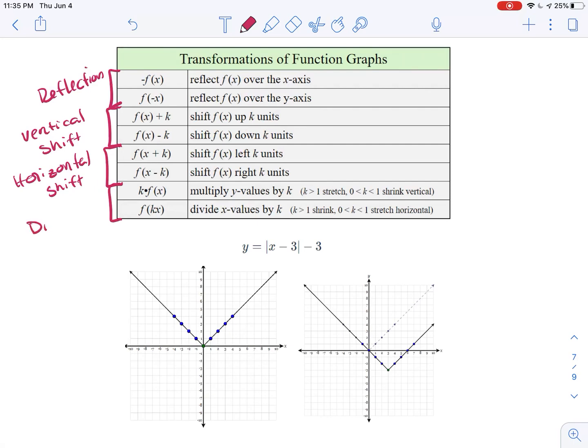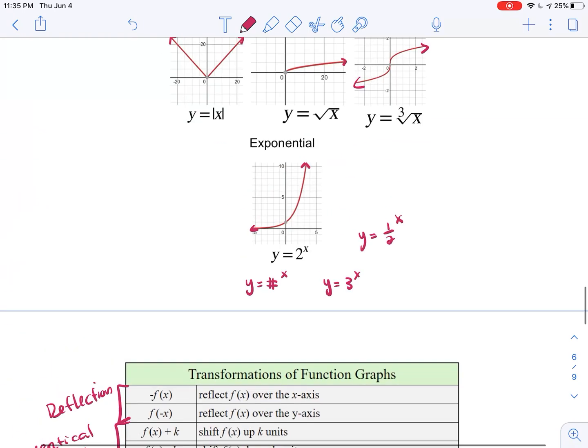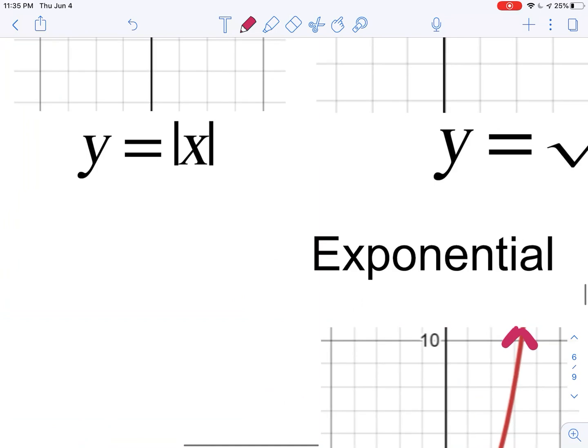And if we are multiplying either on the inside or the outside, that's going to be called a dilation. On the outside, it's vertical. On the inside, it's horizontal. Now, what do we mean by inside or outside? Well, remember those parent functions we just talked about.